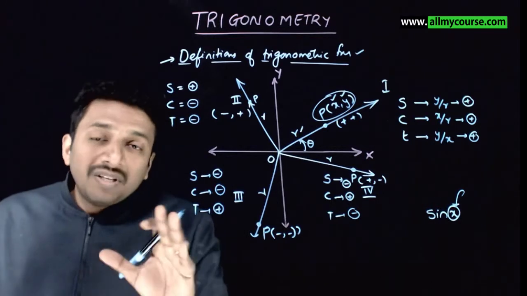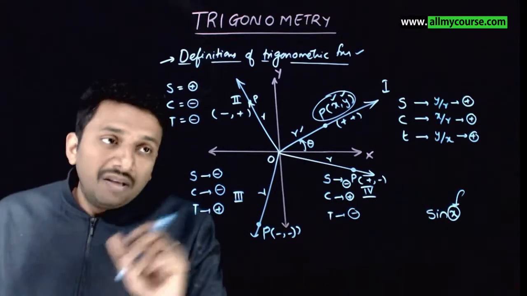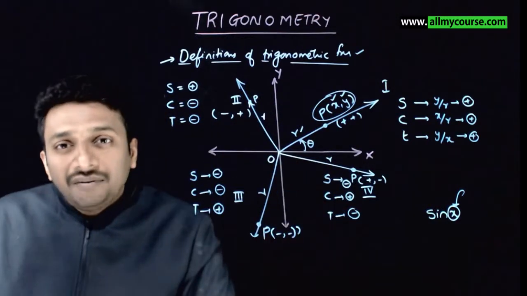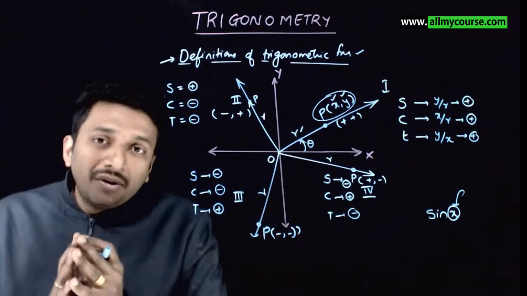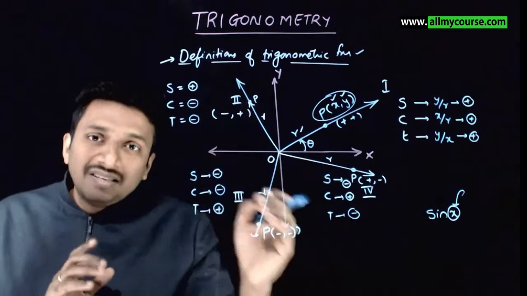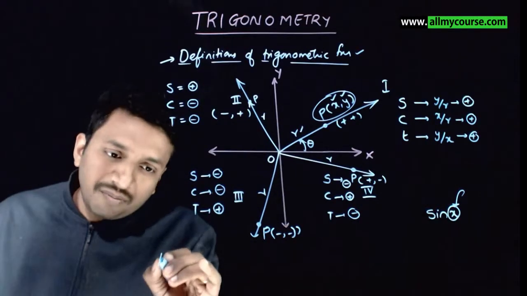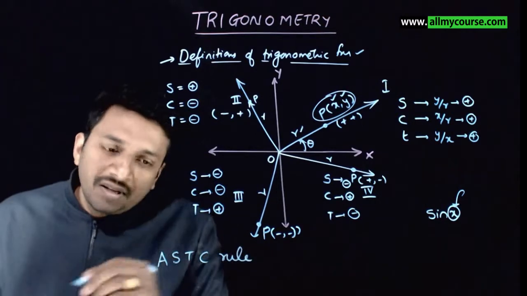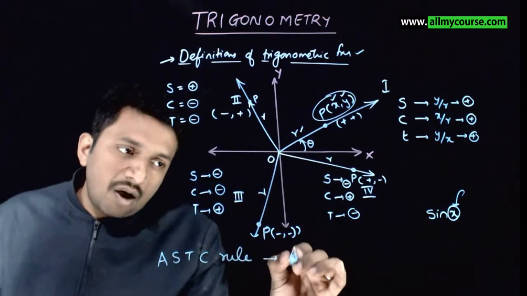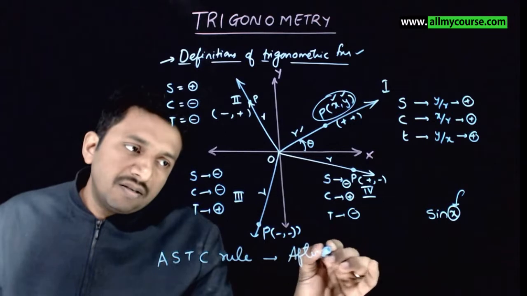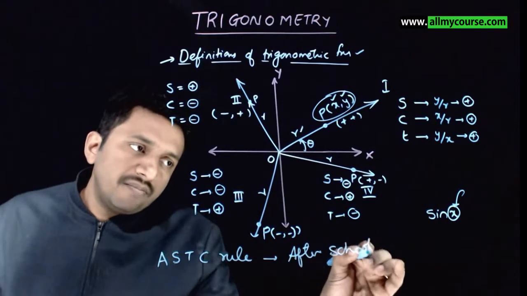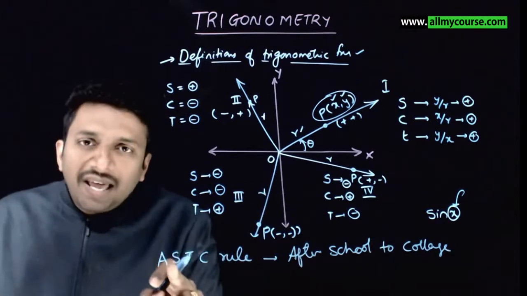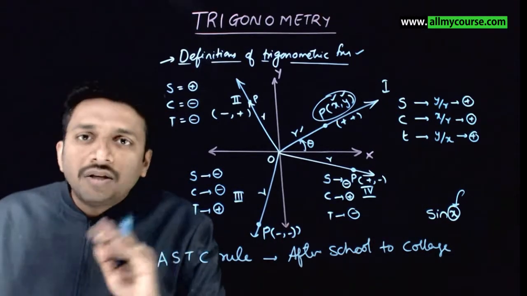Now you need to remember this very carefully. But if you want to remember all these 12, it will be difficult to remember. So the shortcut to remember these signs is the ASTC rule. You can remember this as After School To College. So ASTC rule, After School To College rule.